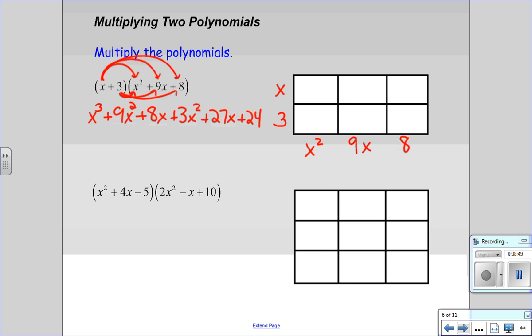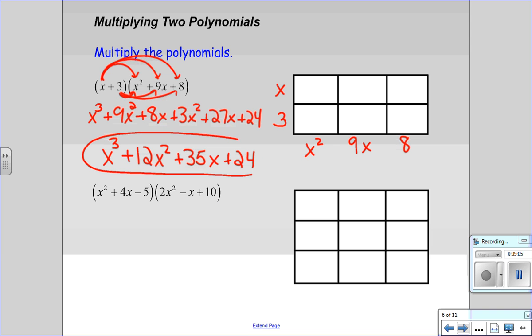And now, again, I'm going to look for like terms to combine. X to the third plus 12x squared plus 35x plus 24. You can see that my like terms were there and there.